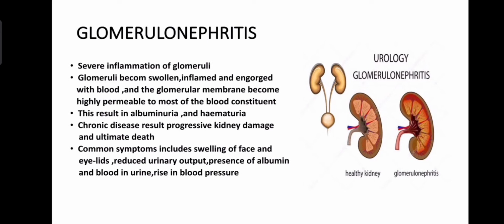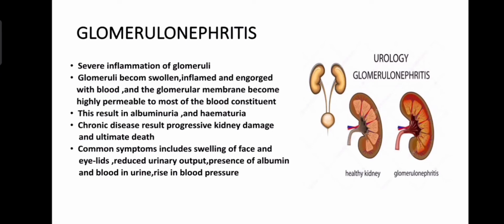The glomeruli become swollen and the glomerular membrane becomes highly permeable to most of the blood constituents. This results in albuminuria and hematuria. Albuminuria is a condition in which the urine contains proteins such as albumin, whereas in hematuria, the urine contains blood cells.